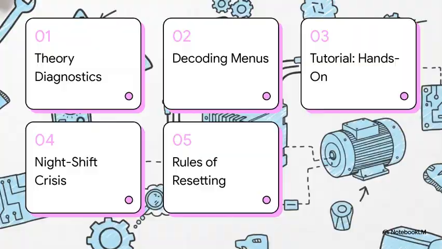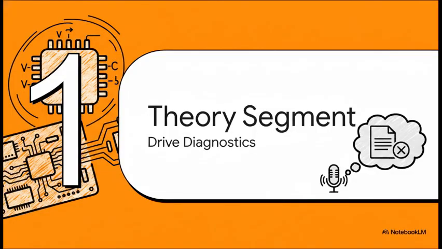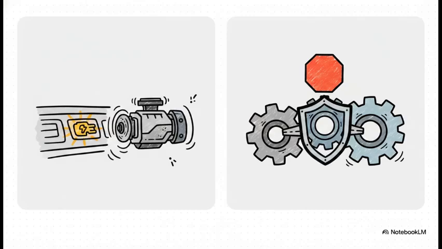Let's jump in. All right, part 1, the theory behind drive diagnostics. Before we start mashing any buttons, we really need to understand what the ATV320 is actually doing when things go wrong. Inside this drive is a microprocessor, and it's constantly monitoring everything: voltage, current, temperature, comms, the whole shebang. When it detects something weird, it doesn't just randomly stop, it logs the issue right into its internal memory. It is actively trying to tell you what went wrong.